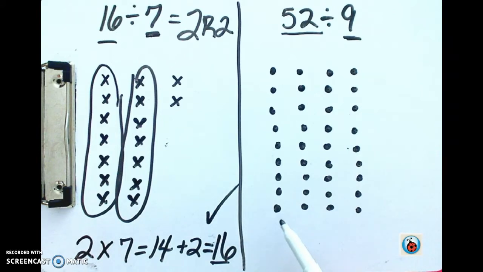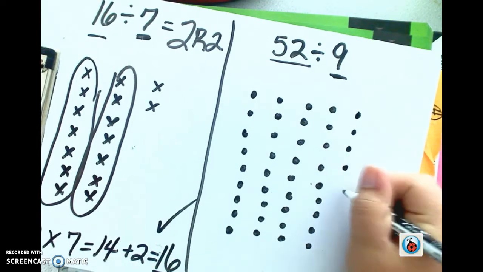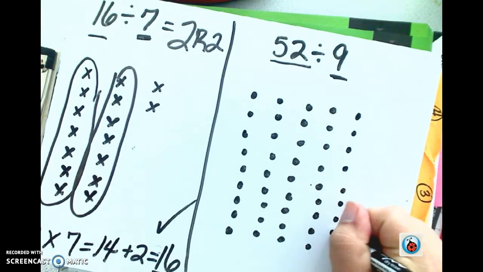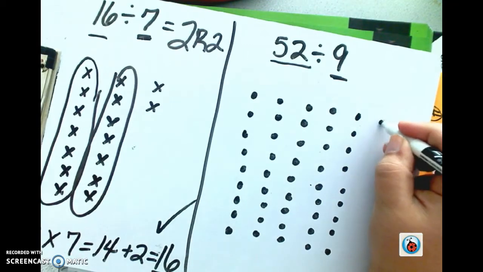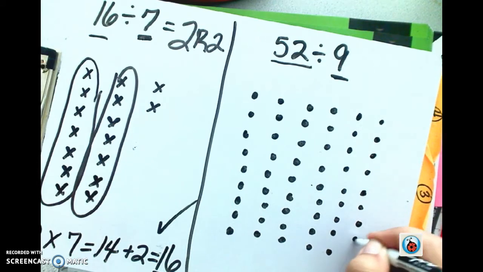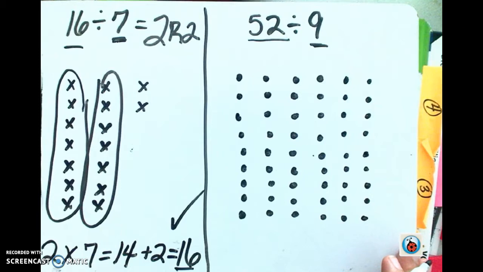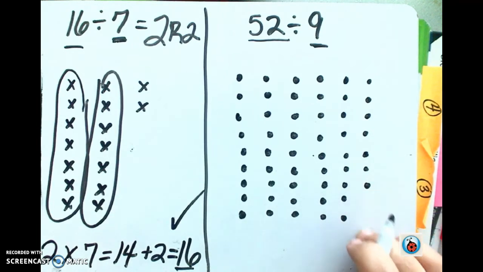Great, so 9, 18, 27, 36, 37, 38, 39, 40, 41, 42, 43, 44, 45, 46, 47, 48, 49, 50, 51, 52, 53, 54. Wait, how many did I have to draw? 52, but I drew 54. Can I do that? No, those dots have to go away.